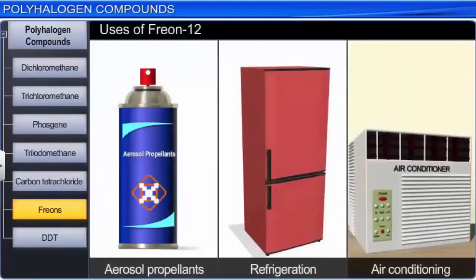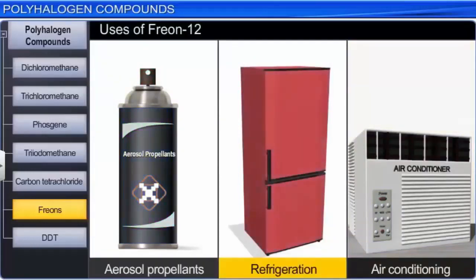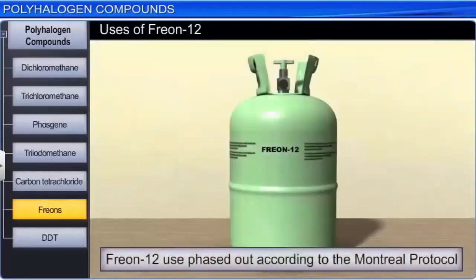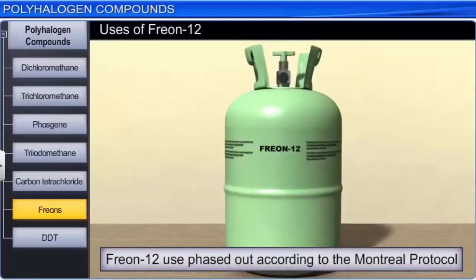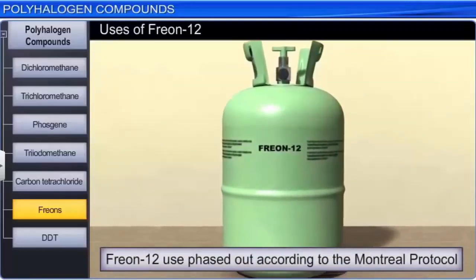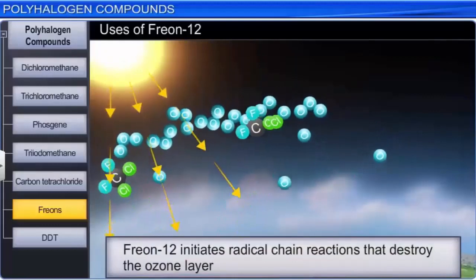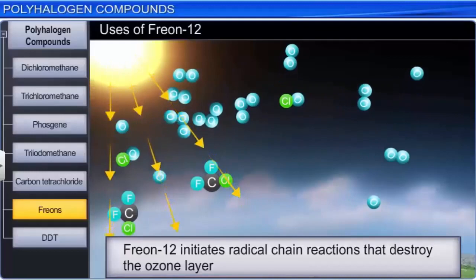Former uses of Freon 12 included aerosol propellants, refrigeration, and air conditioning. Since 1994, the use of Freon 12 is being phased out according to the Montreal Protocol due to environmental concerns. Freon 12 and other chlorofluorocarbons are known to initiate radical chain reactions that lead to the destruction of the ozone layer.